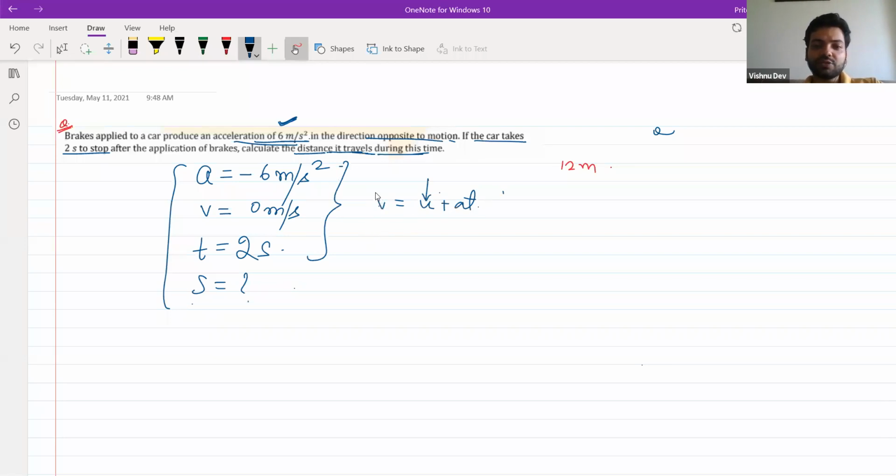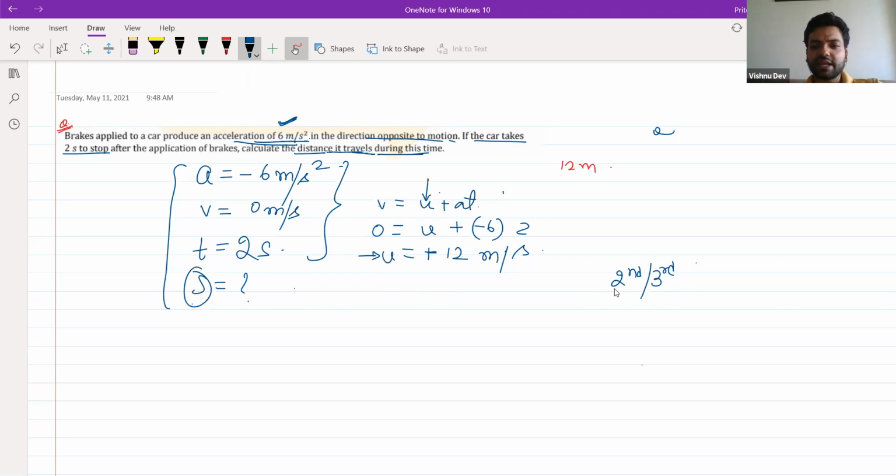So putting the values here, V is 0, U is what we need to find out, A is -6, T is 2. So U will be 12 meter per second, because this will go to the left. Okay, so you have found U now. So you can find S by using either the second or third equation of motion.